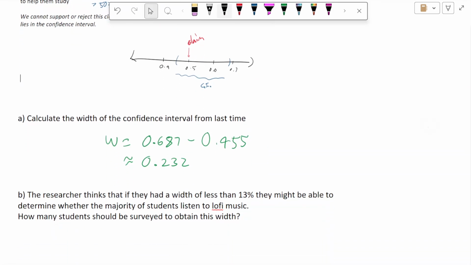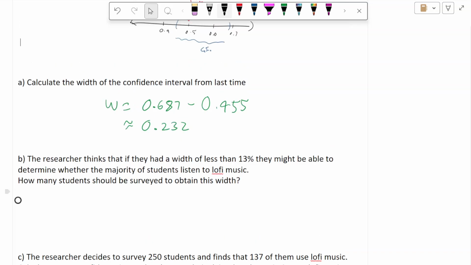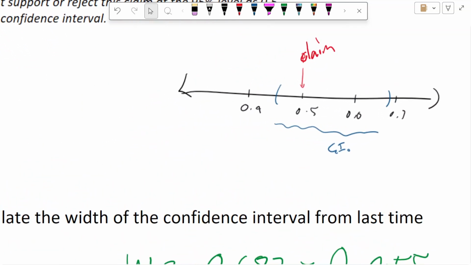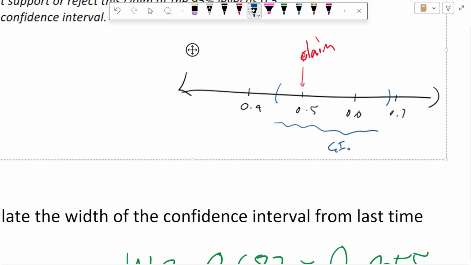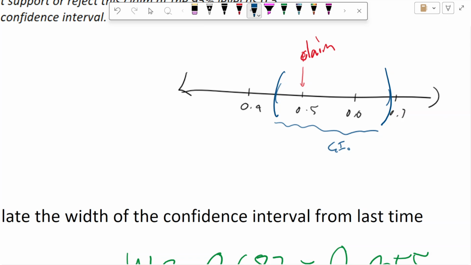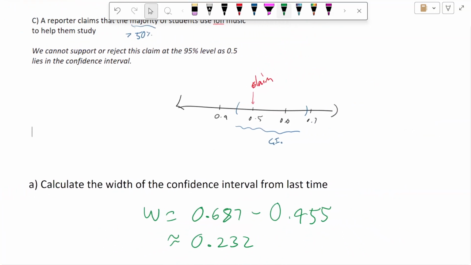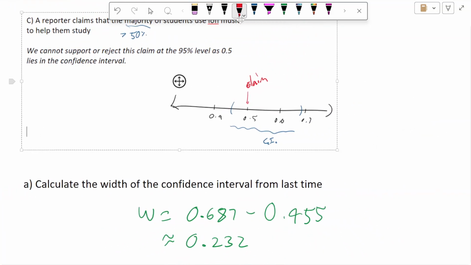Now, with this, the researcher last time really wanted to make sure that more than 50% listened to lo-fi. That was their claim. Now, their confidence interval was just sort of too wide to make this claim, and it was very possible that P sat over here or up here, so we just couldn't decide whether their claim is true or not. So this confidence interval has a width of, when you just work that out, 0.232.